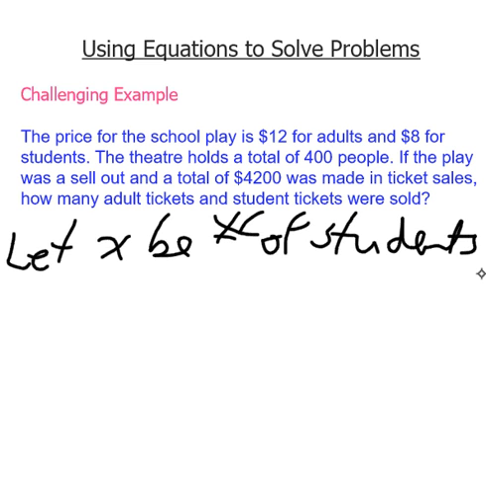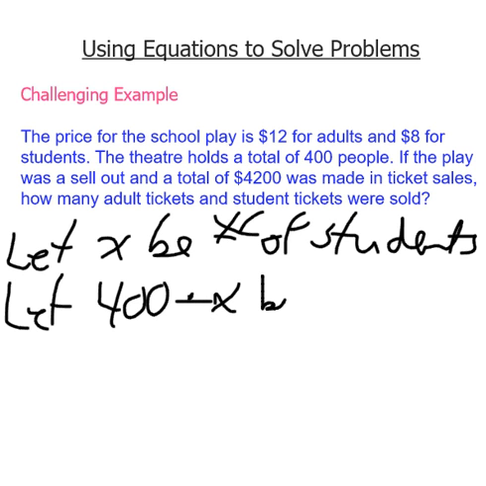Now, coming up with adults is a bit tricky, but we do know that there's 400 tickets. And if X of them are students, then 400 minus X has to be adults, right? Think about it. If students and adults together is 400, and I know what students is, to get adults I just have to subtract, right? So let 400 minus X be the number of adults.